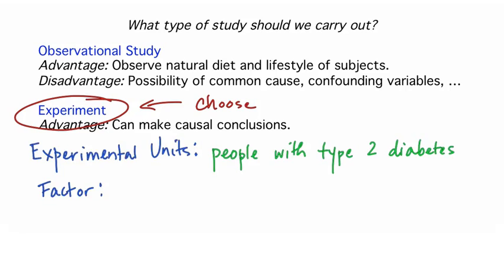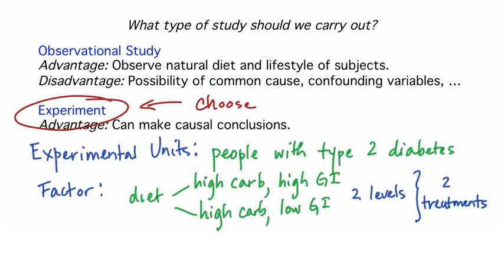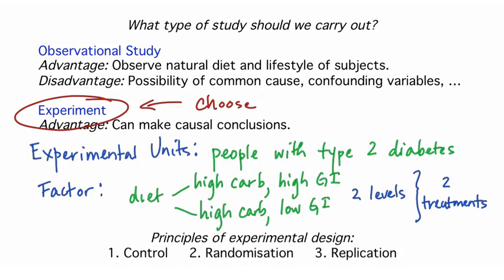To summarize this experiment, we have experimental units who are the participating people with type 2 diabetes, and we have one factor, diet, with 2 levels, high and low GI, and these are our 2 treatments. Remember that the principles of experimental design are control, randomization, and replication. And we'll now talk about how each of these was implemented in the CCD study. The first principle of design is to control what we can.